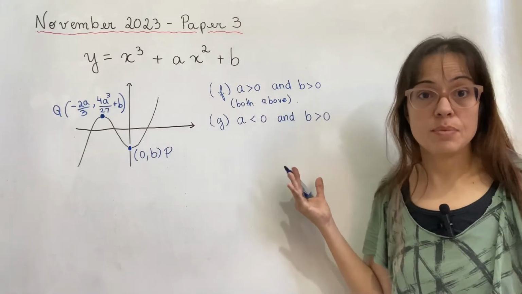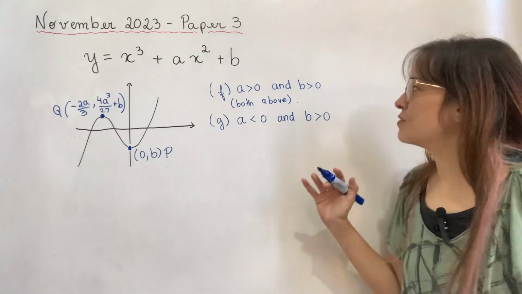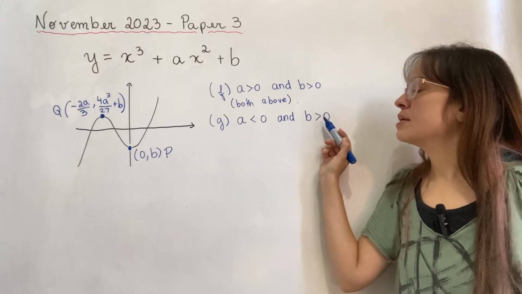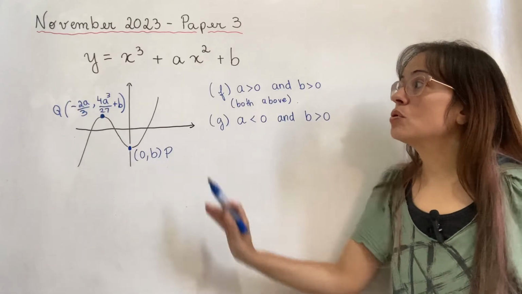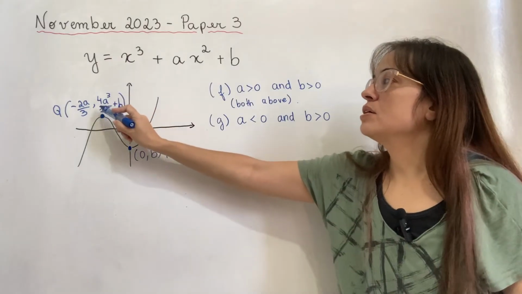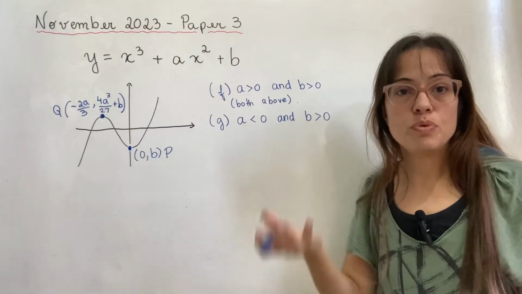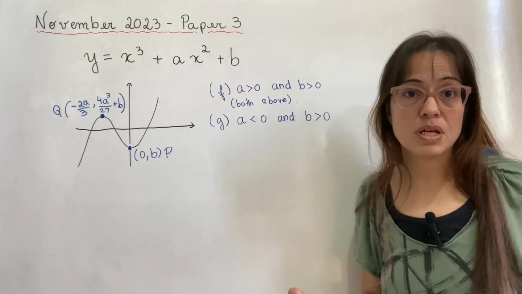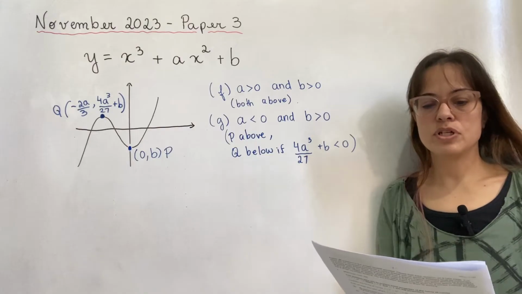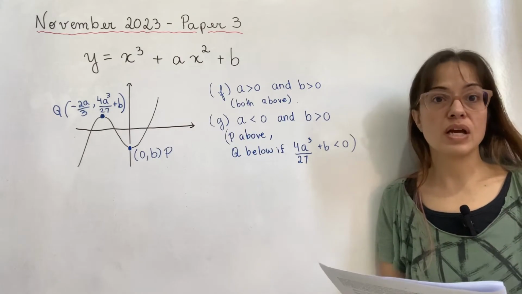Part G is the same thing for a different case, but the answer is now different. Point P is still going to be above the axis because B is bigger than 0. But for point Q, you need this thing to be bigger than 0 if it is going to be above. So it's sometimes above and sometimes below. He phrases that question as, state the conditions on A and B that determine when Q is below the x-axis.